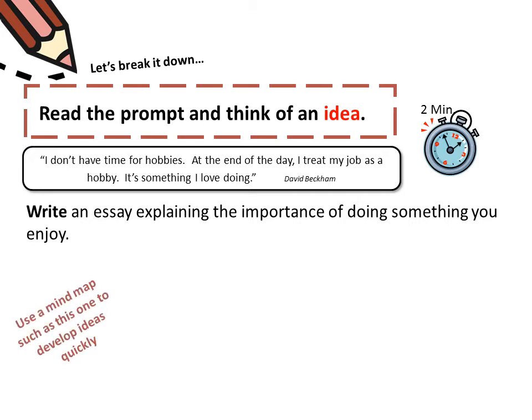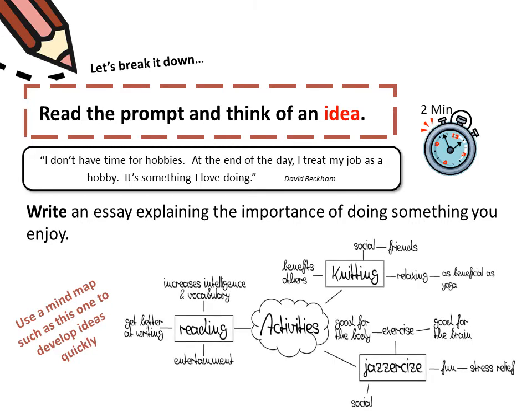During this think time, it might be a good idea to employ a mind map, such as this one, to develop ideas quickly. You can see that the person who did this put activities in a bubble in the middle, and then put reading, knitting, and jazzercise as her 3 main categories. She said reading increases intelligence and vocabulary. She does it for entertainment, and she gets better at writing by reading. She knits, and she says it benefits others. It's social. Her friends knit too. And it's relaxing. It's as beneficial as yoga. And jazzercise, she says, is a great exercise. It's good for the body and good for the brain. It's a fun stress relief, and it too is a social activity.